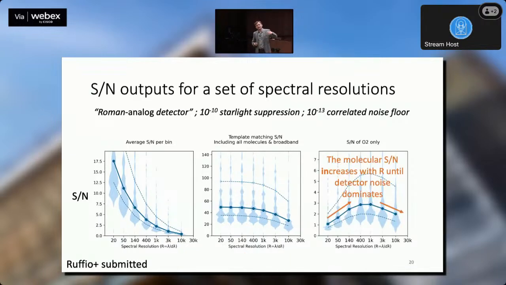Now, if we look at the signal-to-noise ratio of the oxygen feature specifically, then spectral resolution has a higher impact. The detection improves with spectral resolution at first, again until the detector noise starts to dominate, and then it decreases again. That already gives us an idea of what an optimal spectral resolution might look like. Obviously, that depends on all the other parameters.